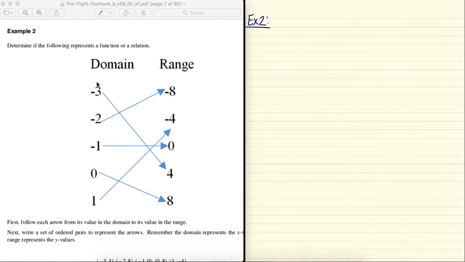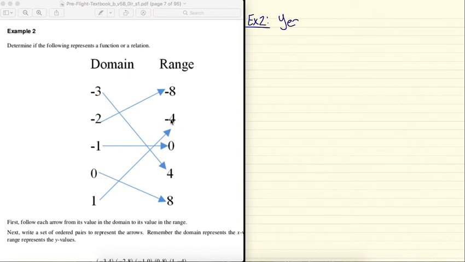If you look at this visual, -3 connects to 4. -2 connects to -8, -1 to 0. The 0 here connects to the 8 over here, and this one connects to the -4. So in example 2, notice how all of our values in the domain column only connect to one value in the range column. Because of that, we can say, yes, this is a function.